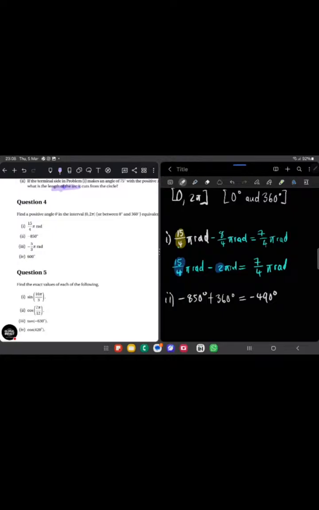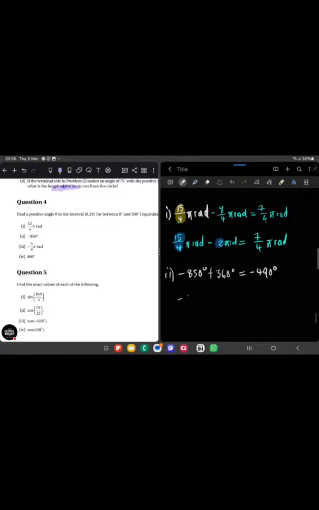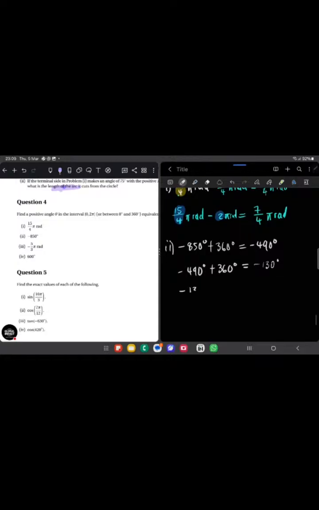I'm still not happy. I want an answer which is between 0 and 360. So I'll now say negative 490 degrees plus 360 degrees again. I'll get negative 130. Can you see? I'll get negative 130. Do I want negative 130? It's not between 0 and 360. It's meaningless.